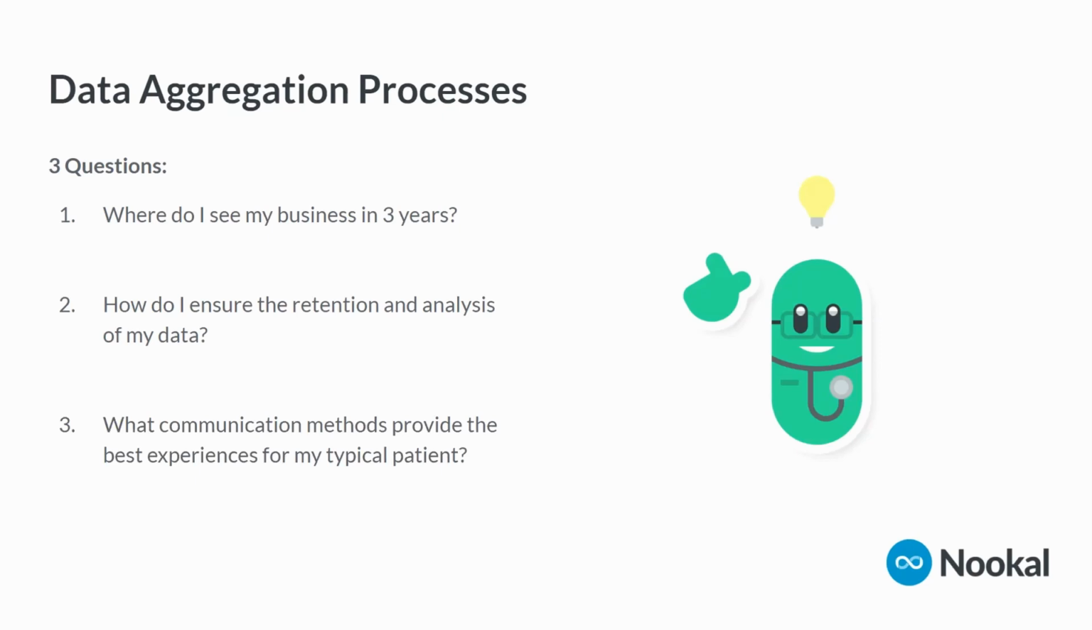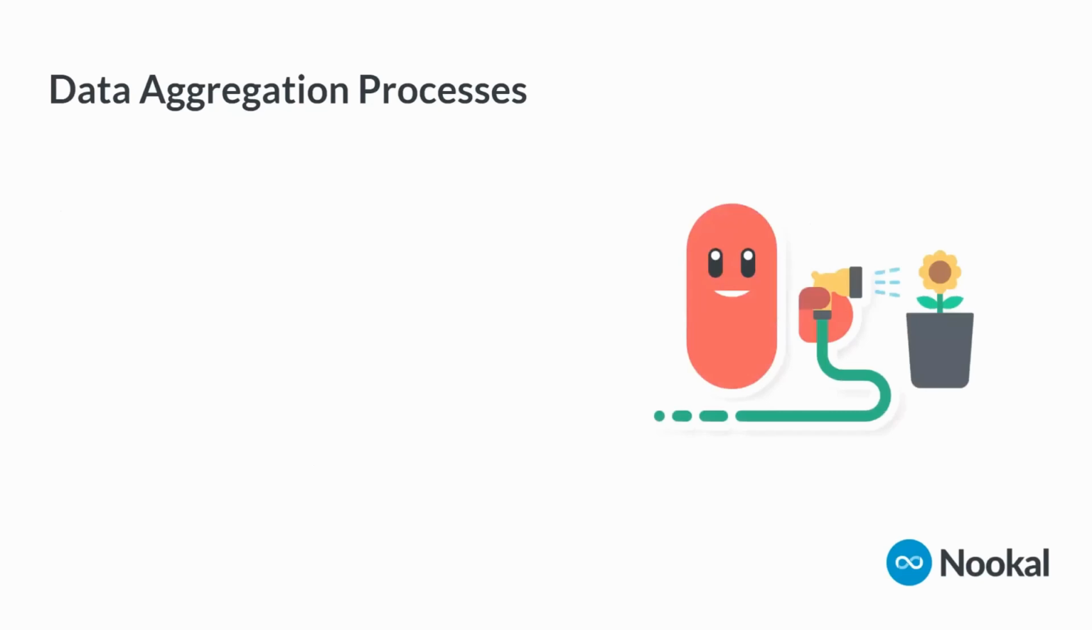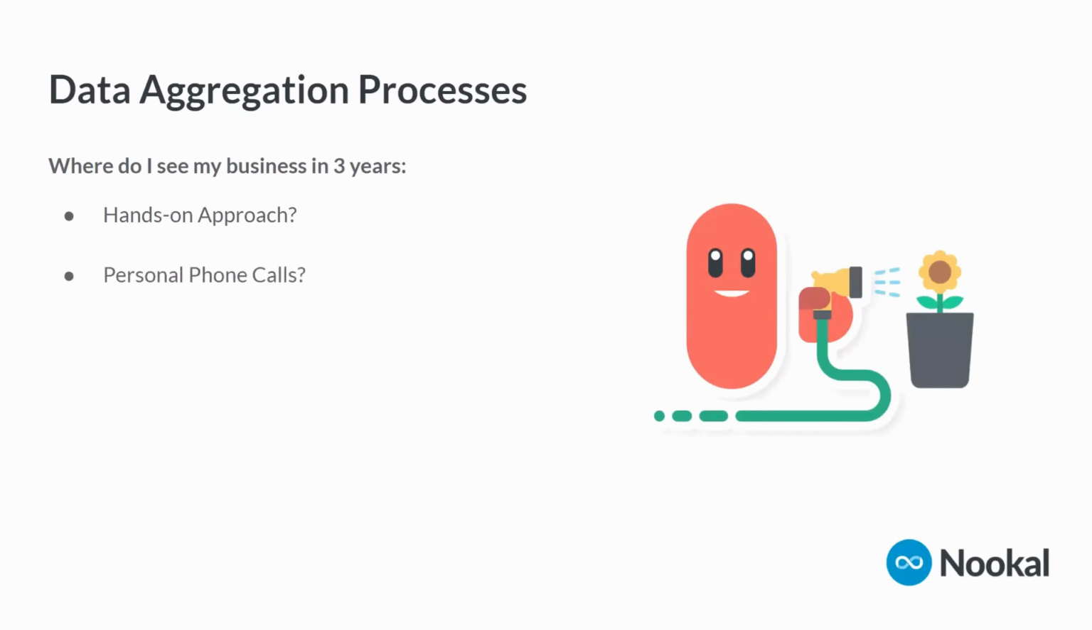So where do you see your business in 3 years? By this, I want you to look at your goals and see what you're planning to do with your team and your overall vision. So if you're planning to ensure a hands-on approach, then including a verbal process that makes sure every patient gets a phone call may be for you. If you're looking to go paperless, then a fully automated digital solution could be the way forward.